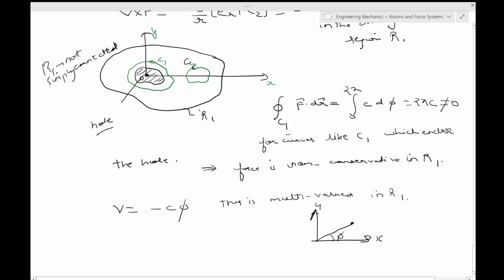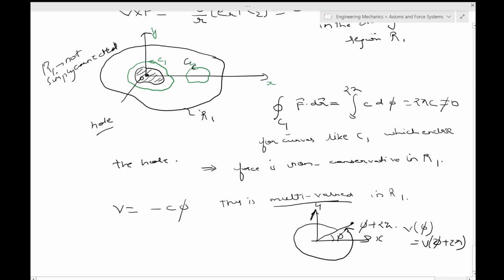Now you keep on adding 2 pi, you come back to the same place, so this will be phi plus 2 pi, and you are at the same angular position. So if it were a single valued function, then you should have the same value of v of phi and v of phi plus 2 pi. But since this is a non-conservative force, this v will not be single valued, it will be a multi-valued function.